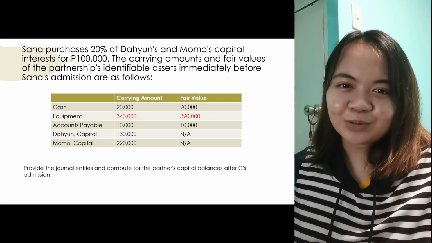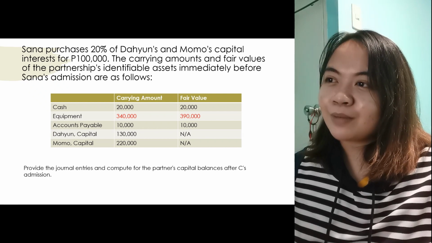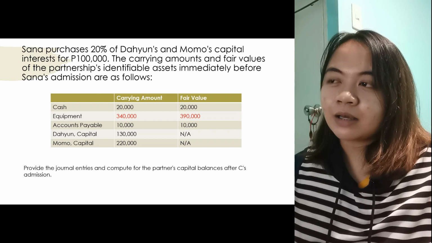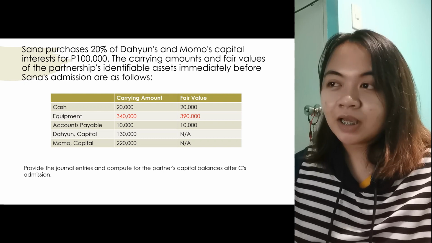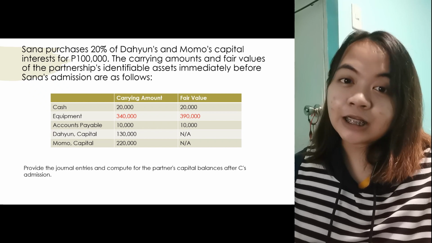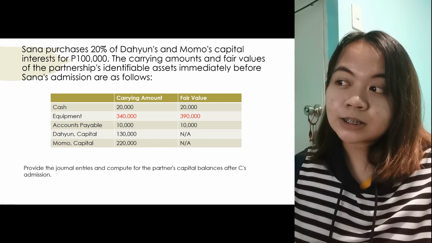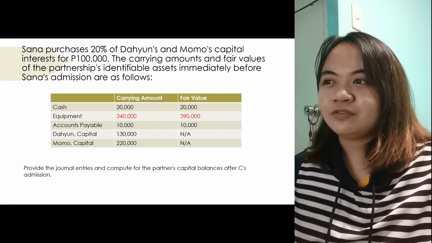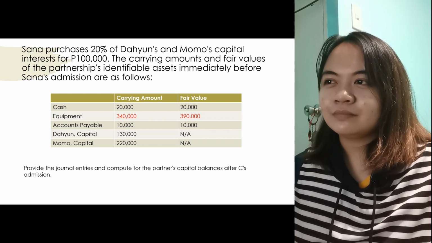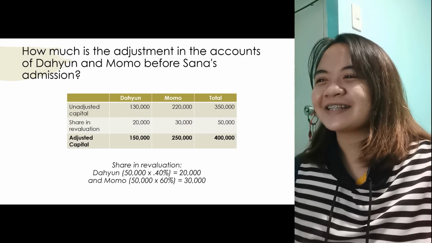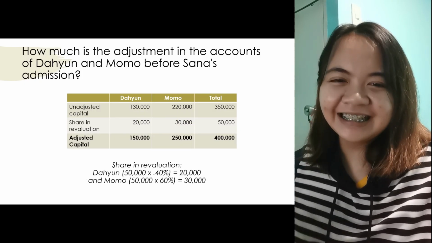Alin na magkaibang carrying amounts at fair value? You look at the equipment, 340 ang carrying amount niya pero revalued siya. Ang fair value niya is 390, you have to revalue. How much? 390 minus 340 is 50,000. Tama ba? Okay, so yeah, 50,000.